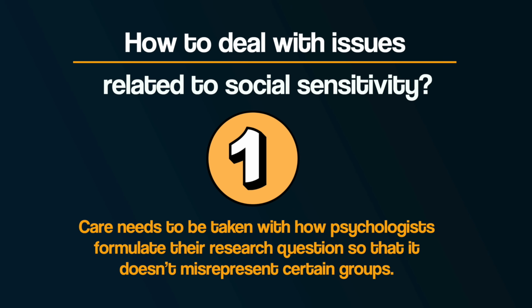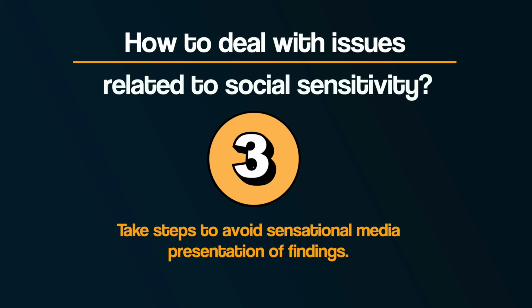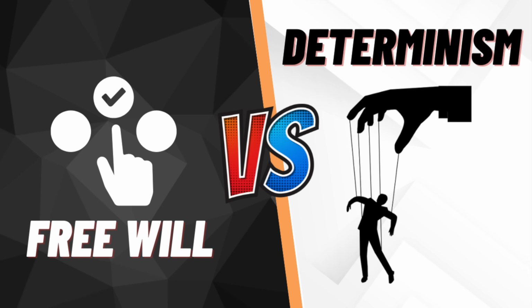So what can be done about this? How can researchers in psychology deal with issues related to social sensitivity? Number 1, carefully formulate research questions to avoid biased assumptions. Number 2, anticipate misuse of findings and present them in a clear, value-free way. Number 3, manage communication with the media to prevent sensationalism. And number 4, conduct a cost-benefit analysis before proceeding with research, ensuring the potential benefits outweigh the risks.